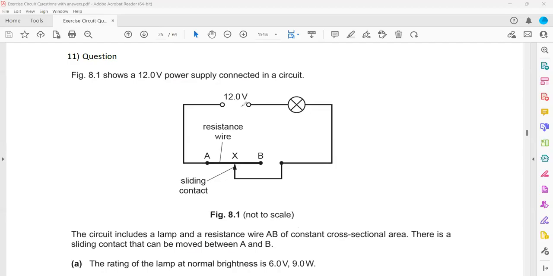So in this part, the last part, we have to calculate how long A to X is. First, what we can do is find the total resistance of this circuit. How do we work out the total resistance of a circuit?